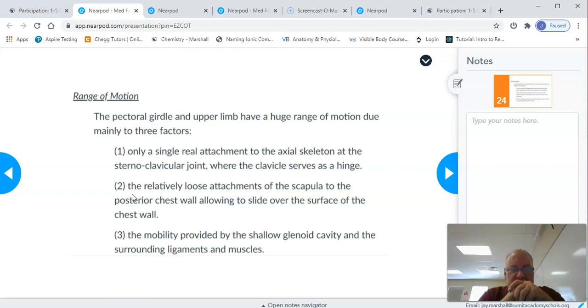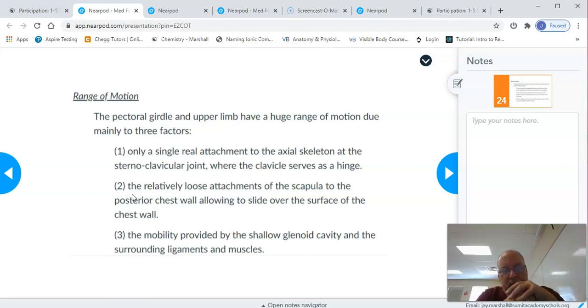So because of that, the clavicle serves as basically a hinge for the pectoral girdle in its up and down motion. Then we also have relatively loose attachments of the scapula to the posterior chest wall. It's bound fairly tightly by the muscle that holds it to the posterior chest wall. But what these muscles in particular allow is the sliding of the scapula over the surface of the back. Okay, we have this scapula, this thing that's gliding over the surface of the back and helping to stabilize the shoulder and provide additional motion.